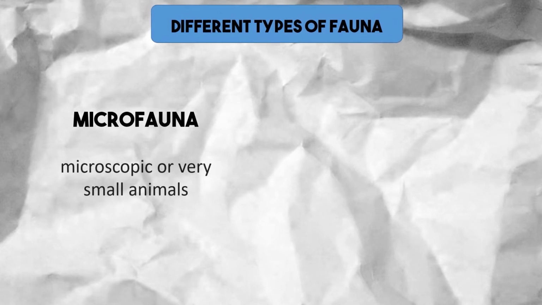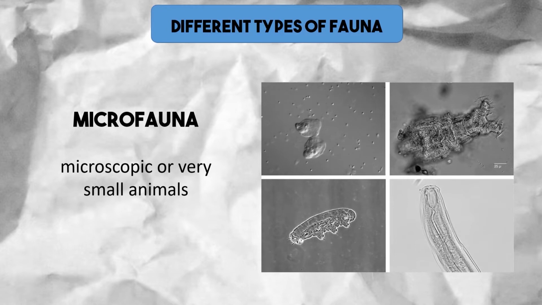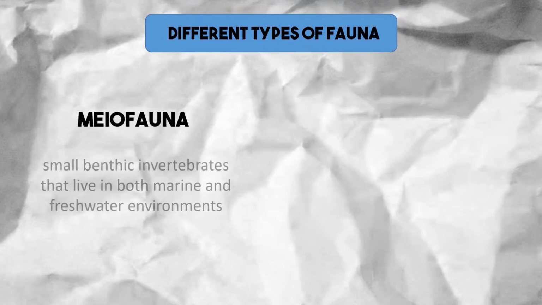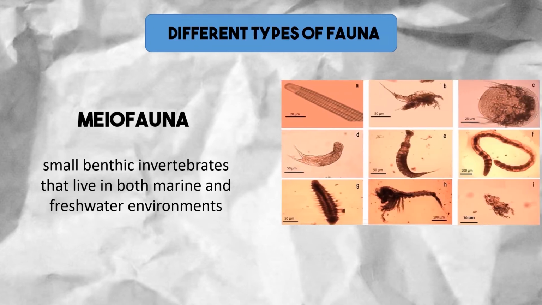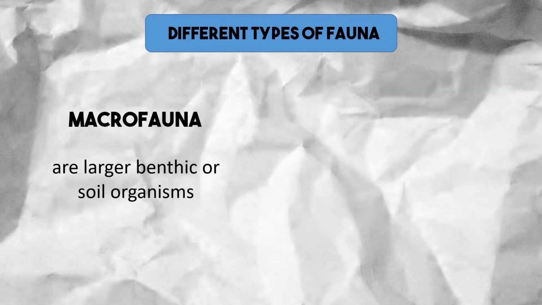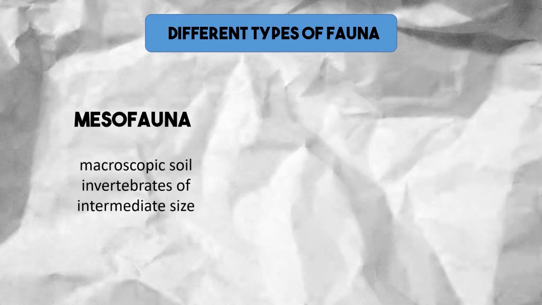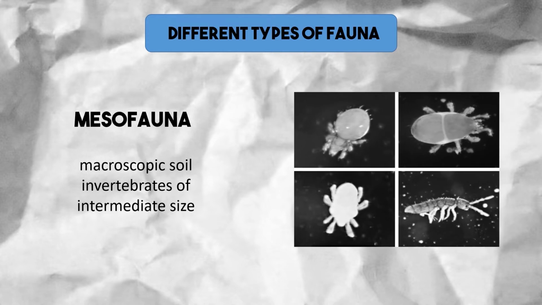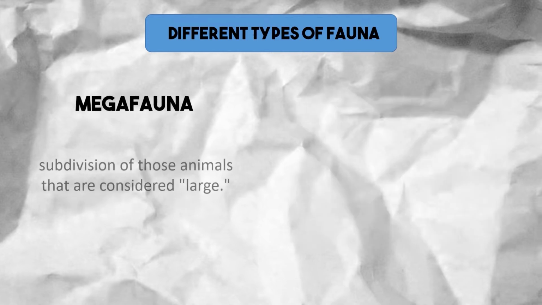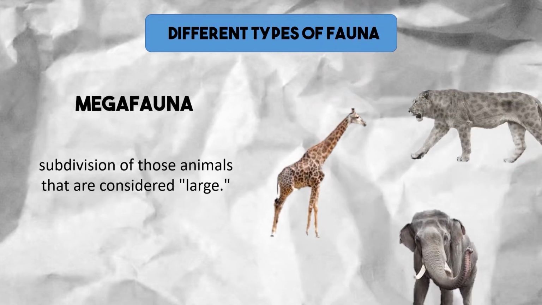Microfauna are microscopic and very small animals. These are animals that cannot be seen by the naked eye. Meiofauna are small benthic invertebrates that live in both marine and freshwater environments. Macrofauna are larger benthic or soil organisms. Mesofauna are macrosoil invertebrates of intermediate size. Megafauna is a subdivision of those animals that are considered large.